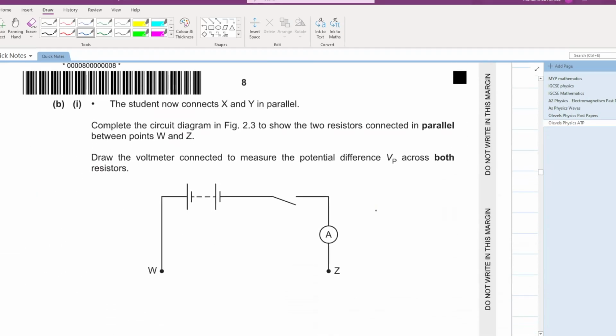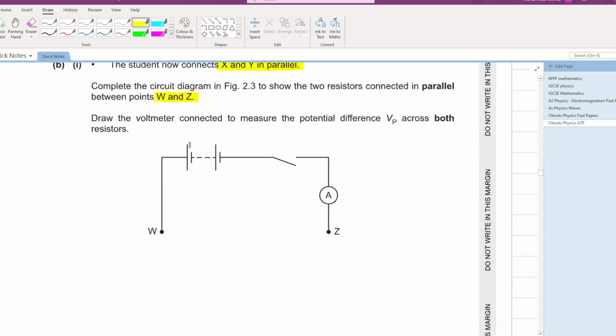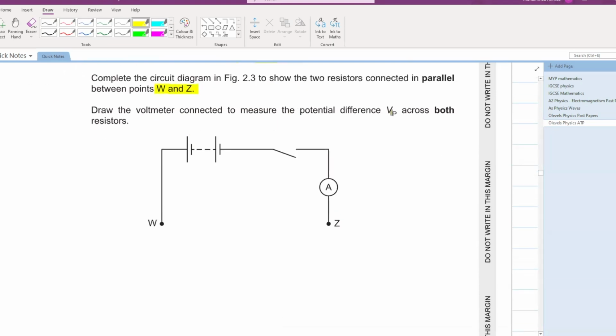The student now connects X and Y in parallel. Oh, interesting. The question is getting interesting. Let's see. The student now connects X and Y in parallel. Perfect. Complete the circuit diagram in figure 2.3 to show the two resistors connected in parallel between points W and Z. Draw the voltmeter to measure the potential difference Vp across both resistors.